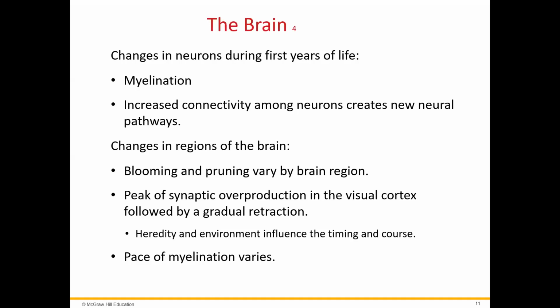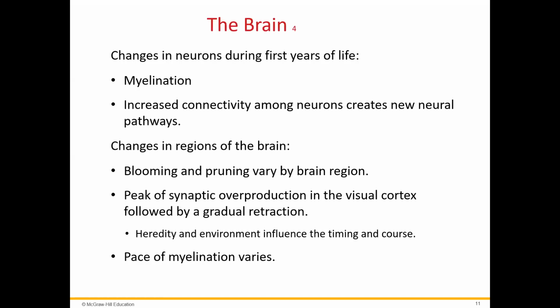So one thing that's happening certainly throughout development, but especially early in life, is your brain is forming a lot of new connections. It's undergoing this rapid synaptogenesis, and the neurons are becoming more and more interconnected. Okay. Let me go on. Changes in regions of the brain. Blooming and pruning vary by brain region. So let me explain these terms real quick.